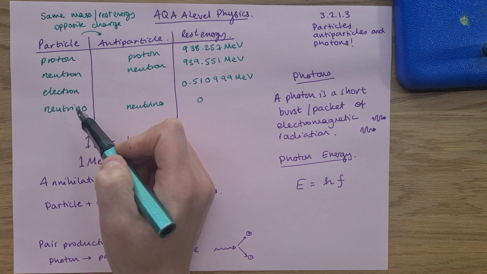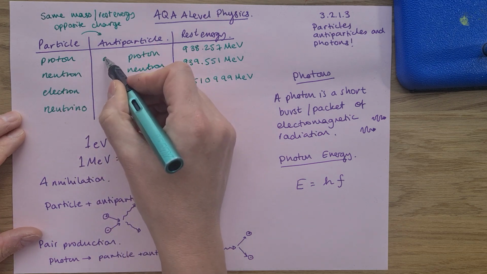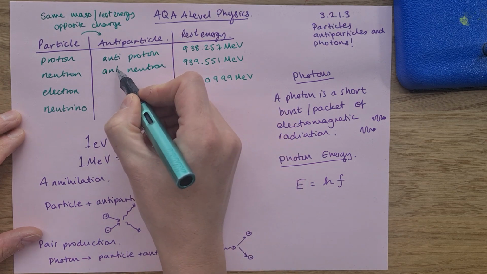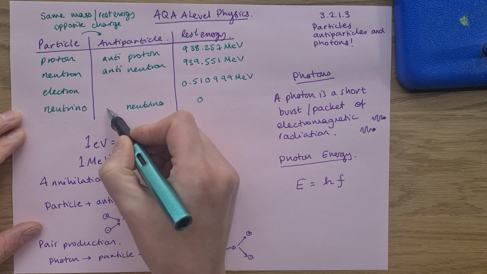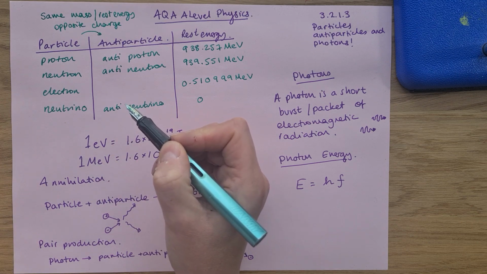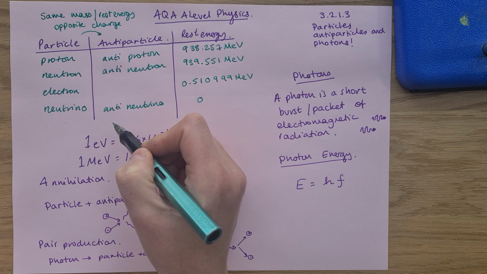Most of them are just given really boring names. So, for example, the antiparticle for a proton is an antiproton. The antiparticle for a neutron is an antineutron. The antiparticle for the neutrino is an antineutrino. Normally, we talk about neutrinos in terms of lepton number. So you might have an anti-electron neutrino, an anti-tau neutrino. But in general, neutrinos and antineutrinos.